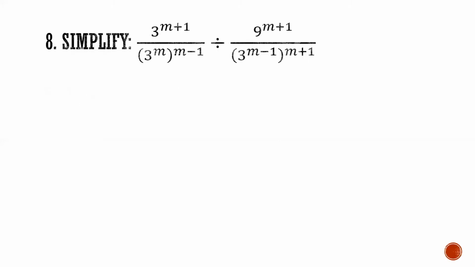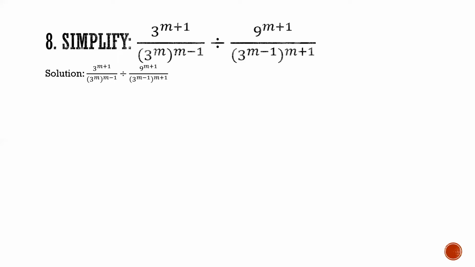Next math is number 8. Here the problem is: simplify 3 to the power m plus 1 divided by 3 to the power m, whole power m minus 1, divided by 9 to the power m plus 1 divided by 3 to the power m minus 1, whole to the power m plus 1. To simplify this math, the solution is written as the given expression.